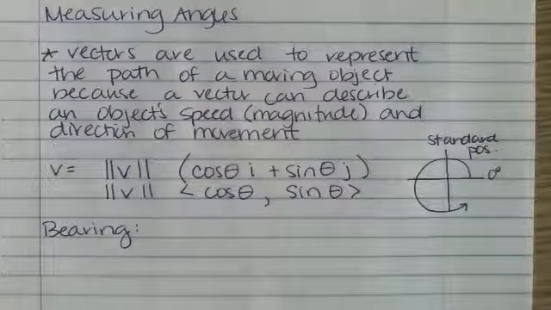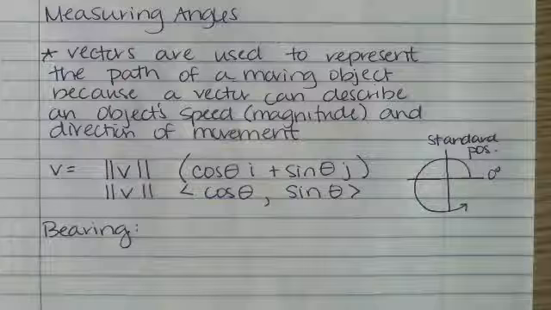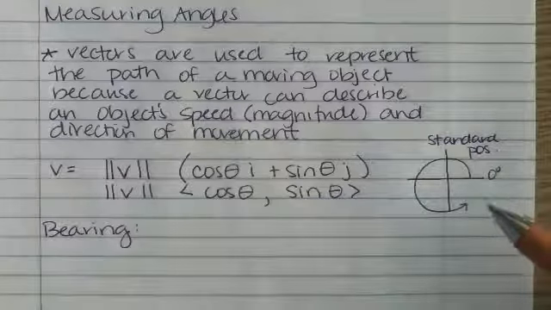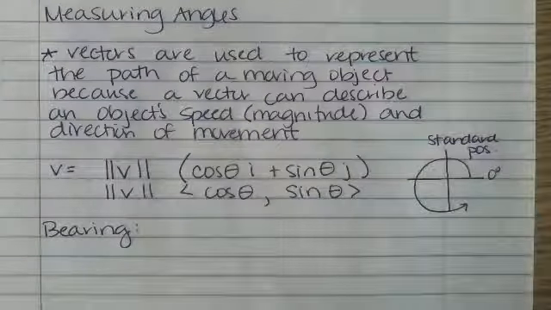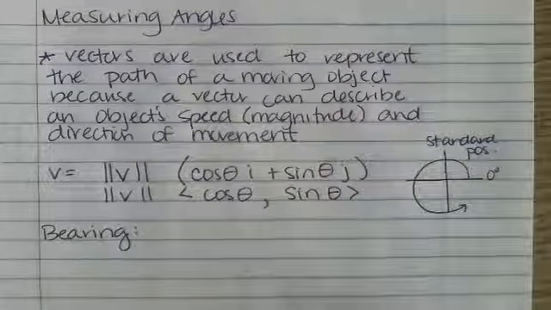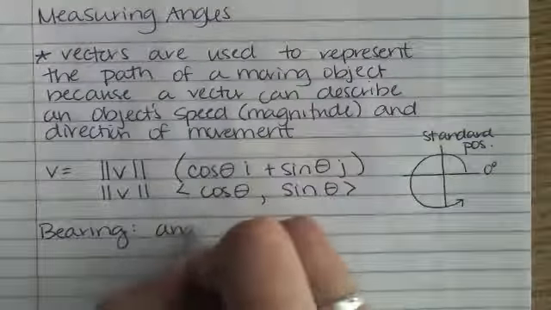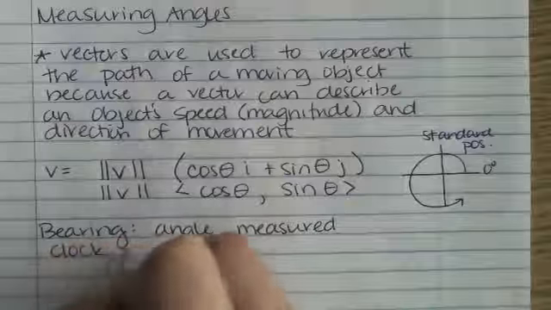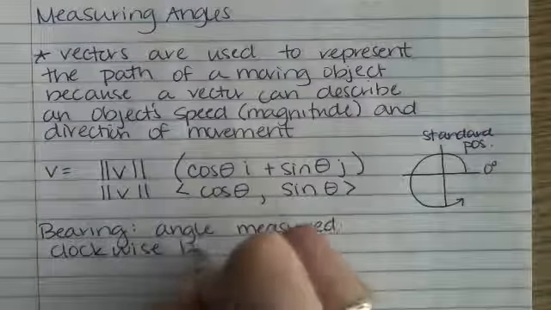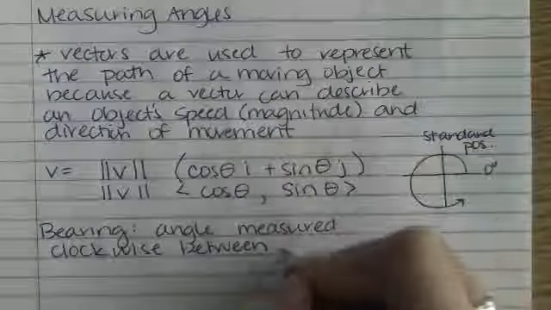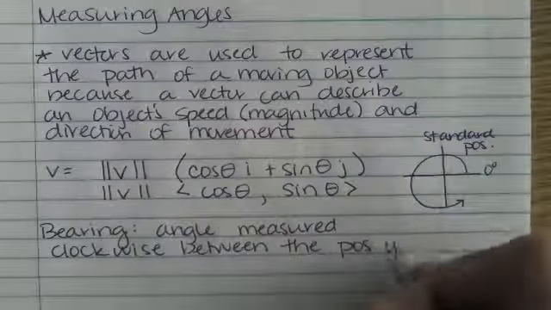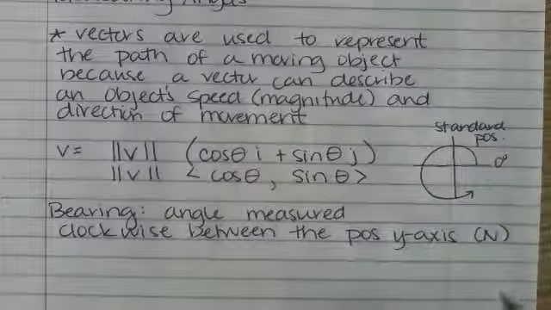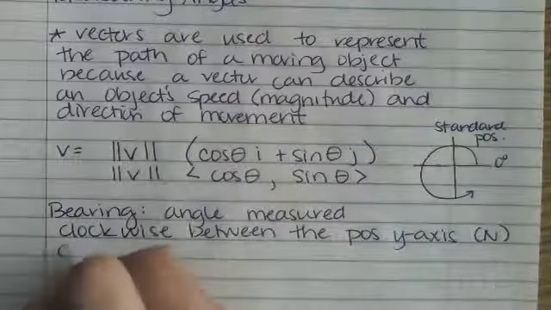And standard position is what our graphing calculators are in. It's what we work with exclusively in math classes. But the rest of the world doesn't really start at the positive x-axis for angles. They start at north, because that kind of makes sense. So a bearing is an angle that's measured clockwise between the positive y-axis, and let's just say north, because the positive y-axis would be the one that goes up. So north and the vector.